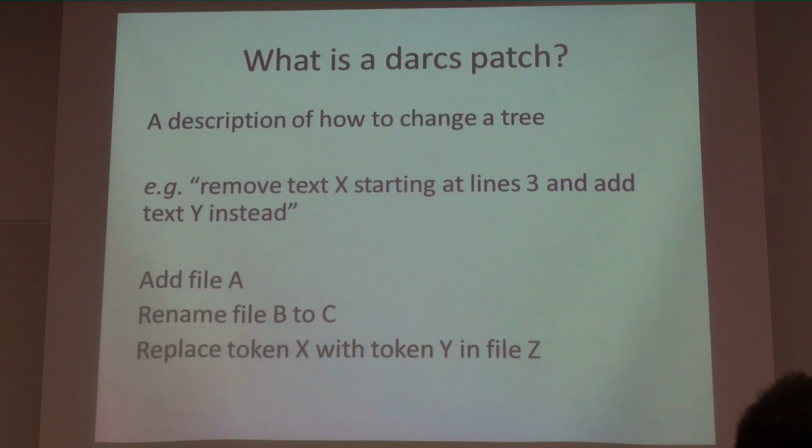So Darcs patches are semantic descriptions of what should happen to the previous tree to give you the new tree. An example of a Darcs patch is: remove the text X that starts at line 3 in a particular file and put text Y in there instead. Another kind of Darcs patch would be add file A, or rename file B to C, or replace token X with token Y in a particular file.